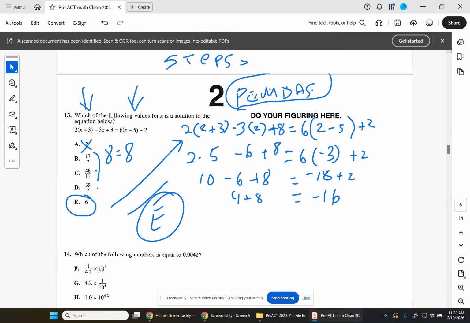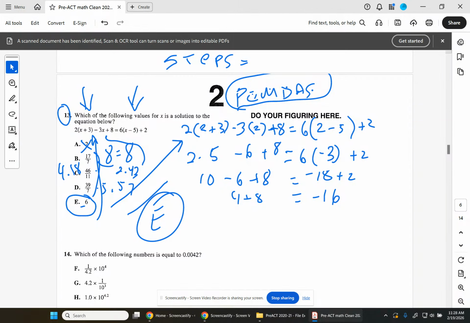I'm going to leave these alone. If I had to do it, I guess I could break out my calculator. And if I did, I would notice that 17 over 7 is 2.43. So then I'd have to plug that in. 46 over 11 is 4.18. And then 39 over 7 is 5.57. I don't want to do that with this one because, again, it's number 13, so it's not going to be real difficult. I'm just going to plug in 6 here and do it that way.